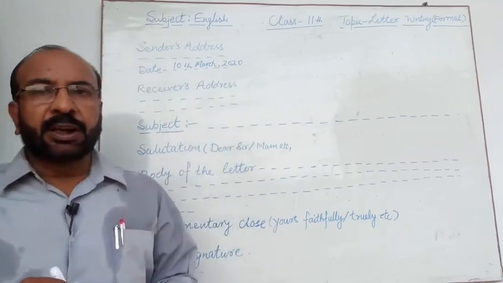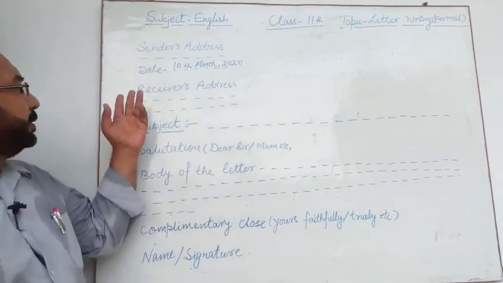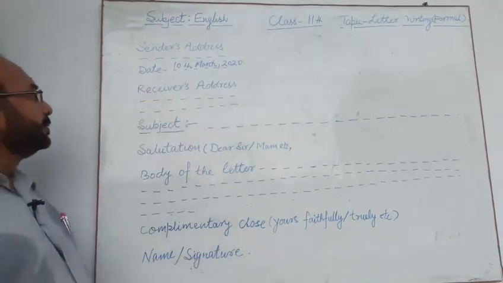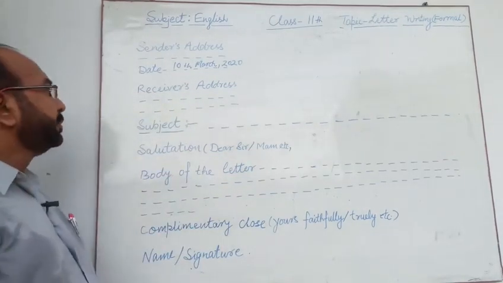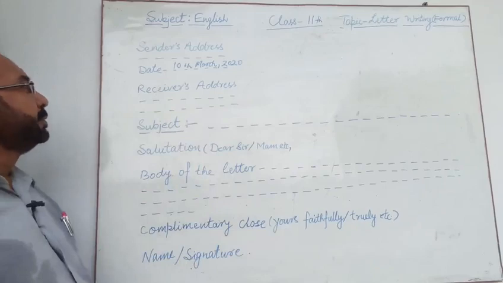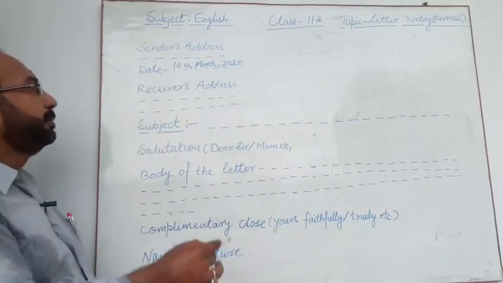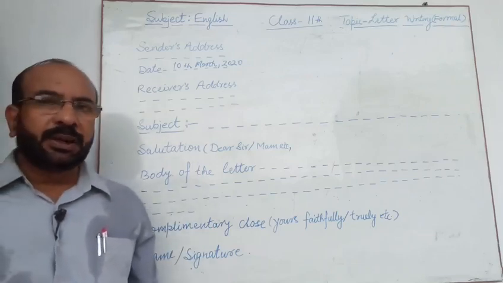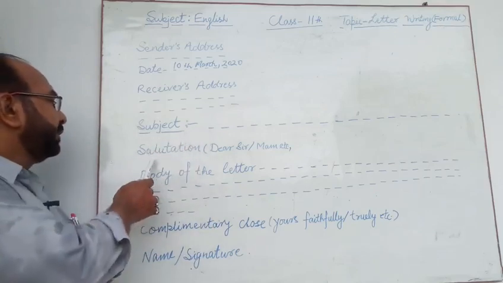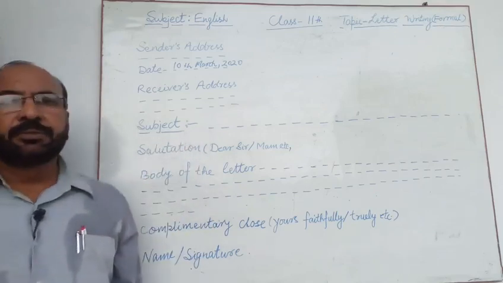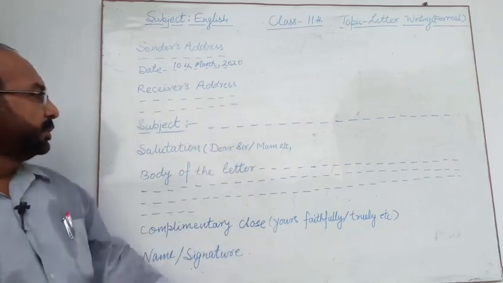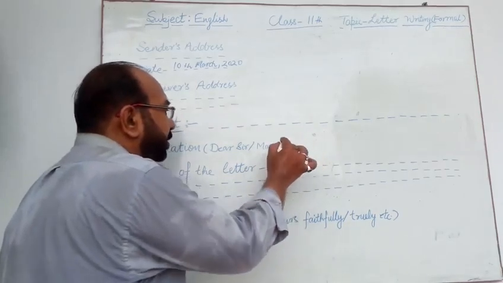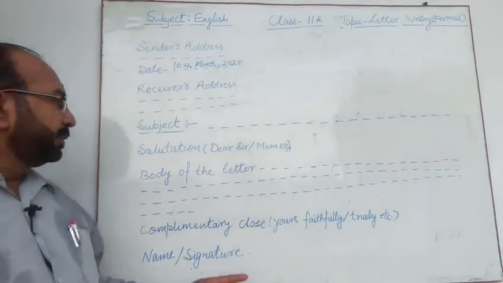Okay. The third part of your letter writing is receiver's address. After that you will write the receiver's address, who is receiving the letter, in 2-3 lines. And the fourth part of the formal letter is subject. So you must write the subject, about what you are writing the letter. And after writing the subject, you should write salutation like dear sir or dear ma'am, etc. And after a comma, you will write the body of the letter.